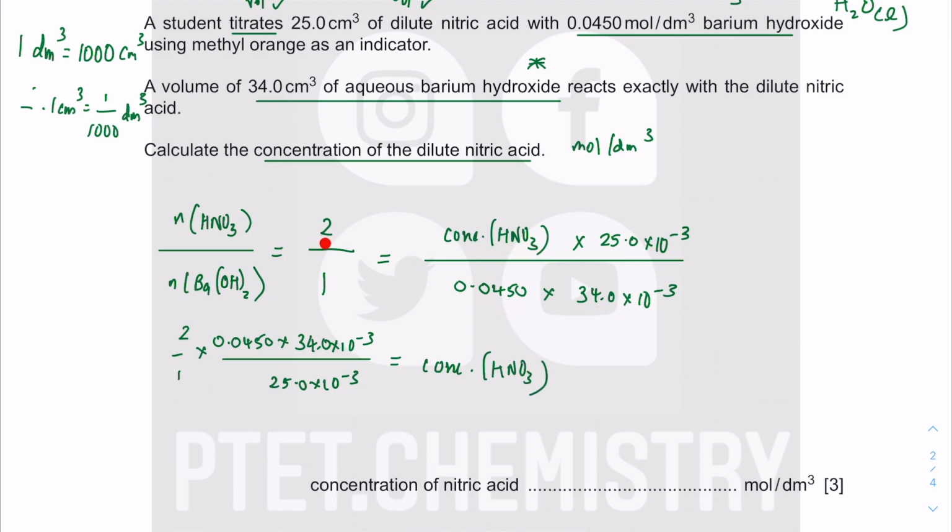Move this up there, so you multiply by 2 over 1. Move this 25.0 times 10 to the minus 3 down here, so it becomes divided by that. I'm now ready to just put everything into my calculator and evaluate a value. So 2 times 0.0450 times 34.0 times 10 to the minus 3 divided by 25 times 10 to the minus 3. I get an answer of 0.1224 mole per dm³.